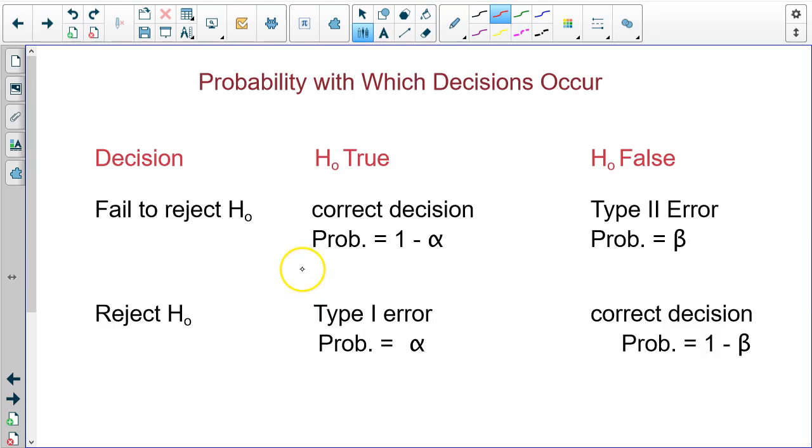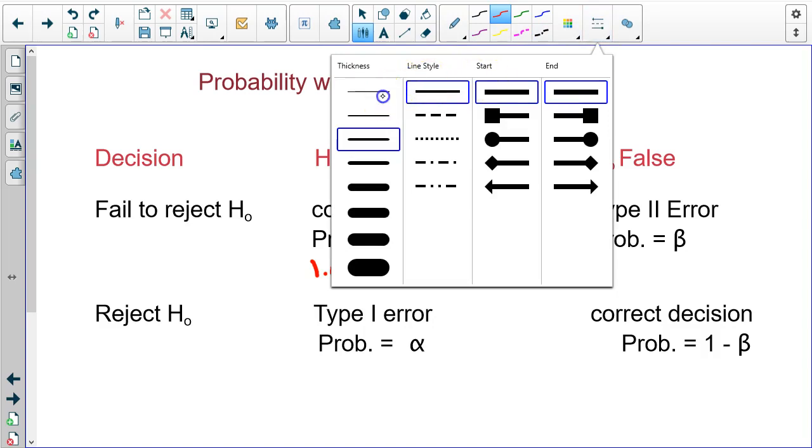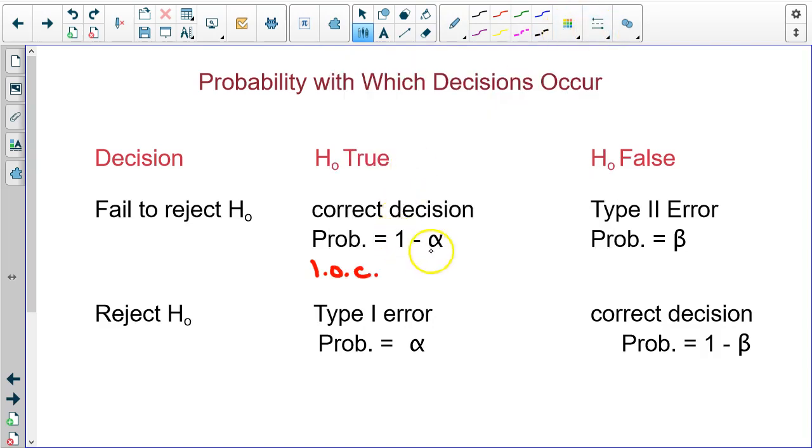Not error, not standard error. Isn't that our level of confidence? If we want to be 95% confident, then that means alpha is 0.05, right? Remember that? So that's our confidence level. And that's a correct decision. So isn't that what we want? Don't we want to make a correct decision?